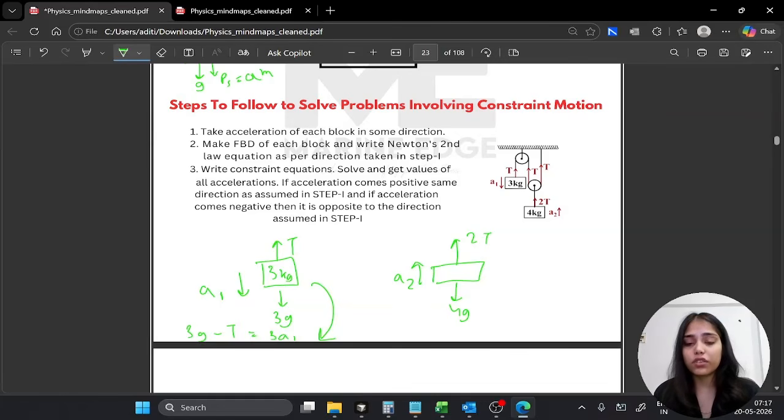Similarly, we'll write another equation here. Since we are assuming that the acceleration is going upward, that means the tension here is stronger than the 4g force downward. So 2T minus 4g equals 4a2. And using these two equations, you can solve for the values of T and a.